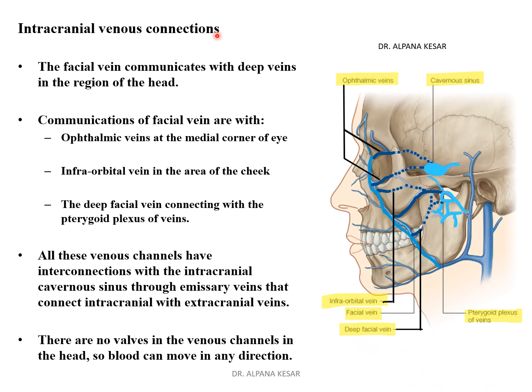Intracranial venous connections. This is the facial vein which drains blood from the face. This is cavernous sinus, which is an intracranial dural venous sinus. Intracranial dural venous sinuses drain blood from the cranial cavity, including the brain. Facial vein has connections with the intracranial veins.